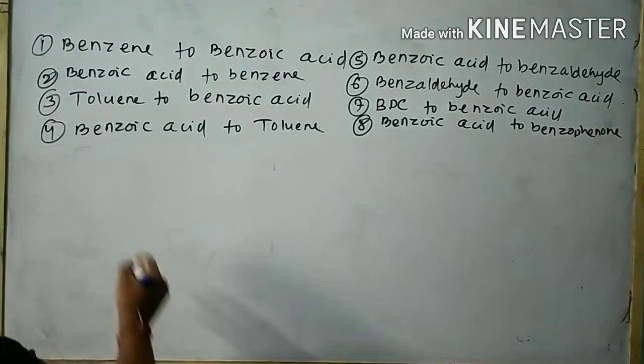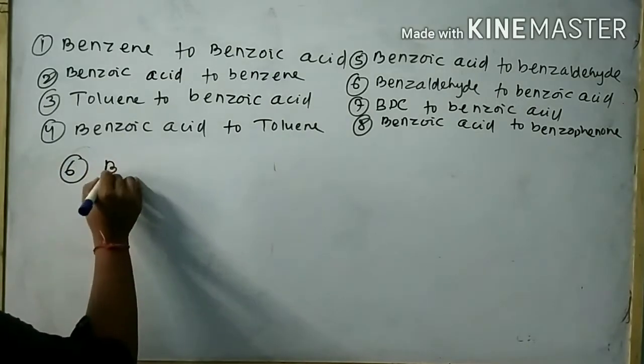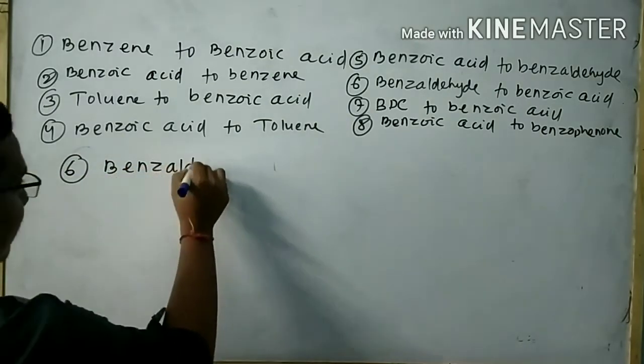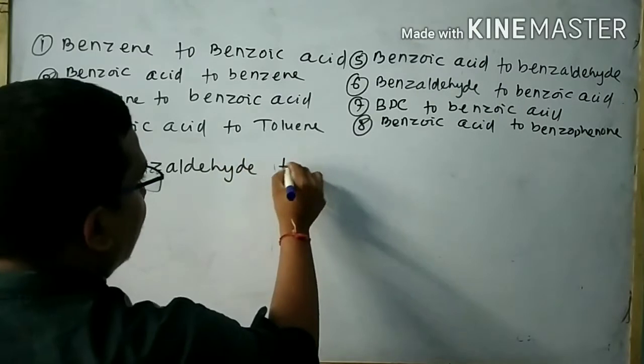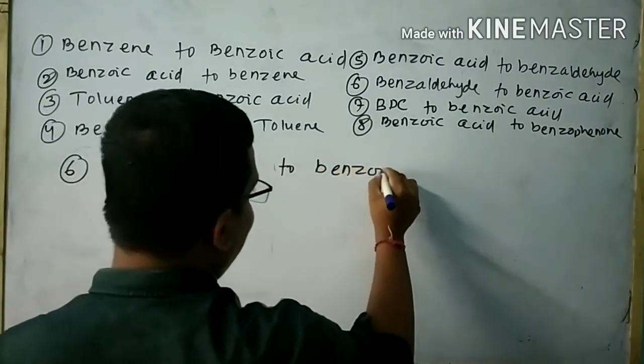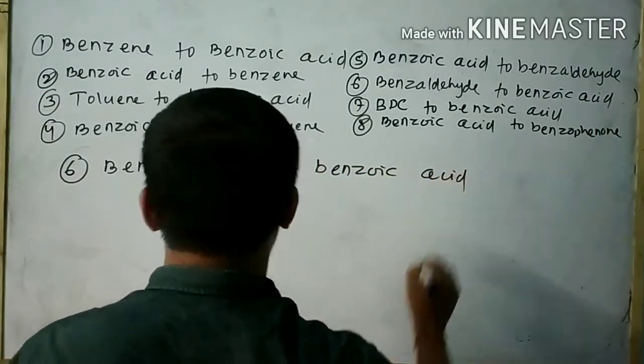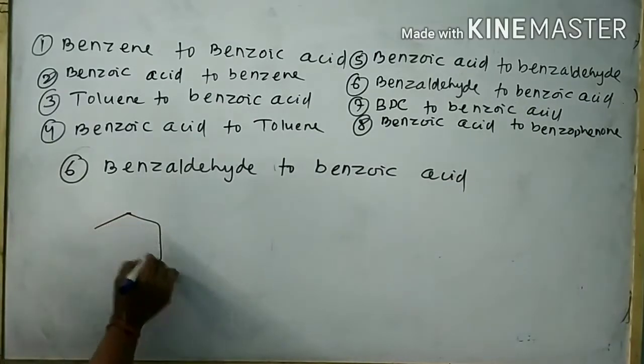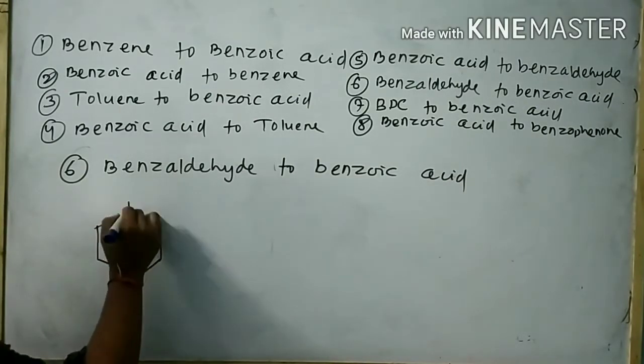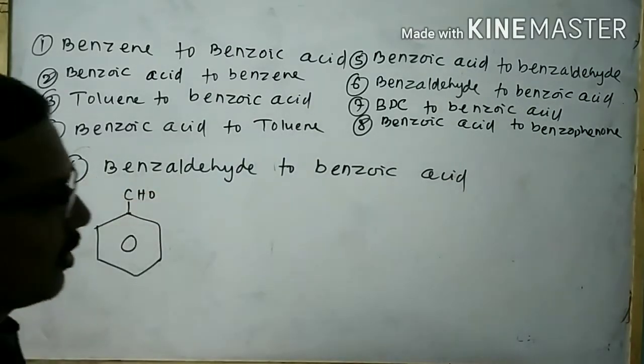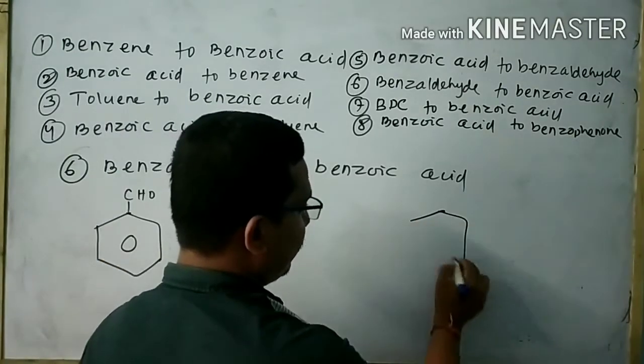Next, I will do question number 6. Benzaldehyde to benzoic acid. The structure of benzaldehyde is this, and the structure of benzoic acid is this.